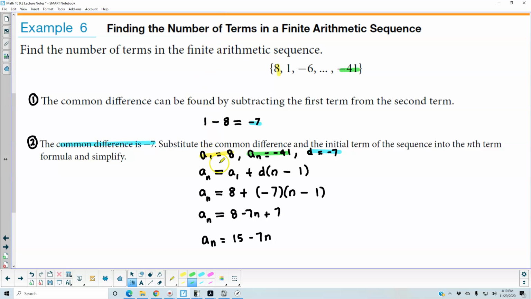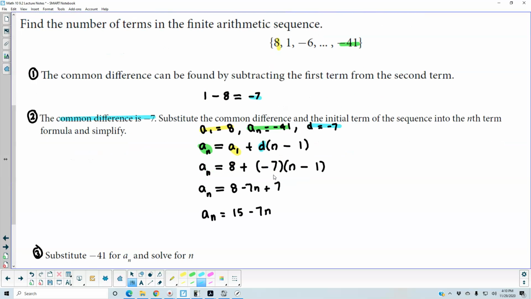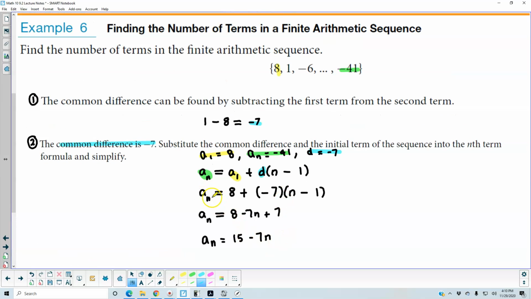So using the formula, we have the nth term here, we have our first term here, and then we have our common difference here. And so what we want to look for is this n. So we have a subscript n, we know that the first term is 8, we know the common difference is -7, and then we're going to distribute this -7 to both of those terms. So we get 8, -7 times n is -7n, -7 times -1 is +7, and so 8 plus 7 is 15 minus 7n.